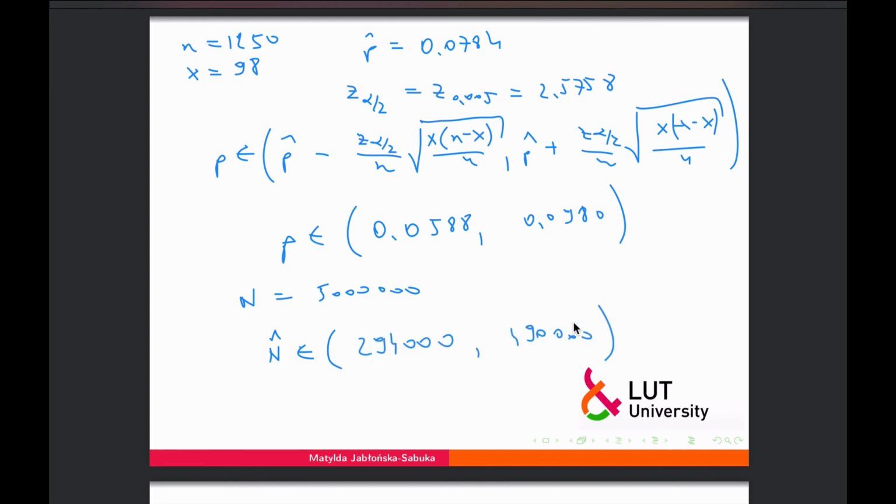So that's the answer. The engineer says that with 99% confidence, the number of tiles to be changed is anywhere between these two numbers.